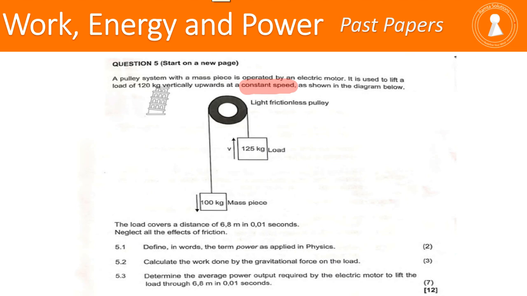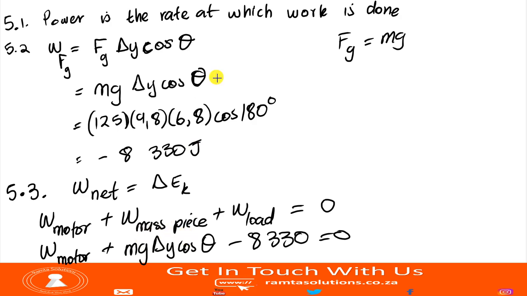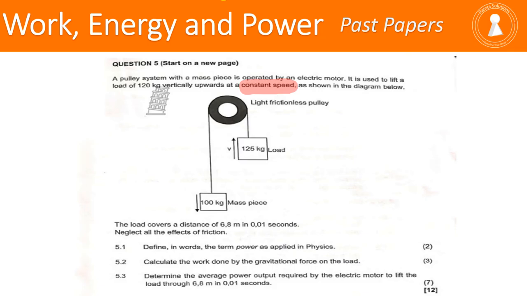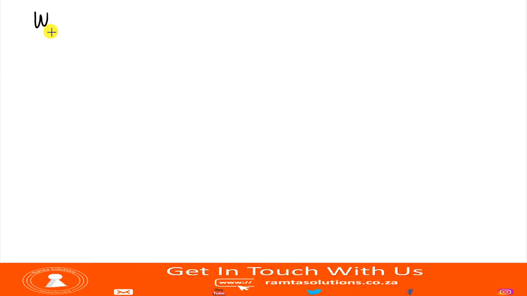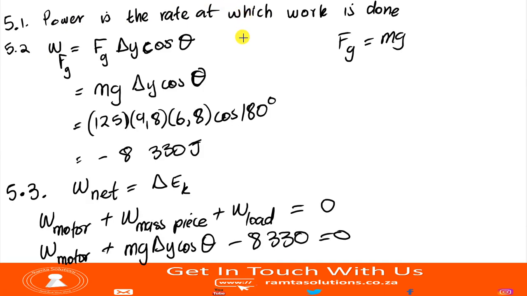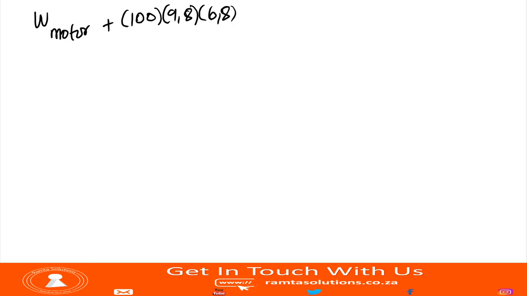Now, let's go. We know that the mass of the mass piece is 100 kilograms. So work done by the motor plus work done by the mass piece: mass is 100, gravity is 9.8, distance traveled was 6.8. Does it do positive work? Yes, it does positive work. So cos 0 degrees, minus 8,330 equals 0. Proceeding, we have 100 times 9.8 times 6.8.